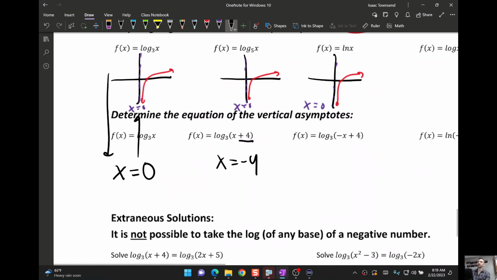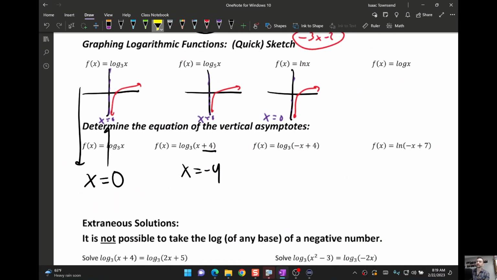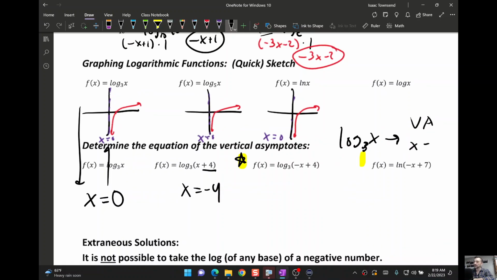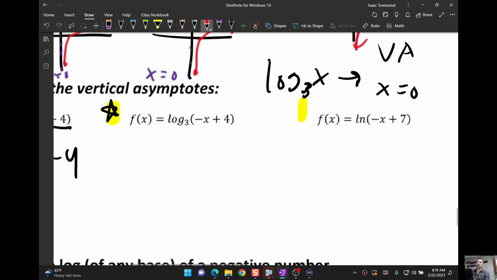The two that I'm worried about are these two, because you may not have ever heard this before. So I know log base 3 of x has a vertical asymptote at x equals 0. Oh, we missed one here, but it's fine. It looks the same. So if it shifts left 4, the vertical asymptote moves left 4. So we're trying to think about these transformations.